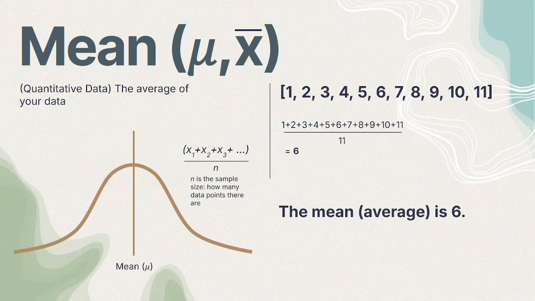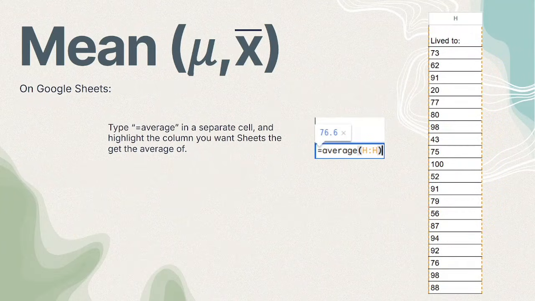Now the mean. The mean is the classic average. You calculate it by adding all your values together and dividing by the total count, n, where n is your sample size or how many data points you have. Using our sample data set of 1 through 11, add them all up, divide by 11, and you get a mean of 6. And the mean in Google Sheets: type =AVERAGE, all in capitals, into a separate cell and highlight the column you want, like =AVERAGE(H:H), and it will spit out the average for you.